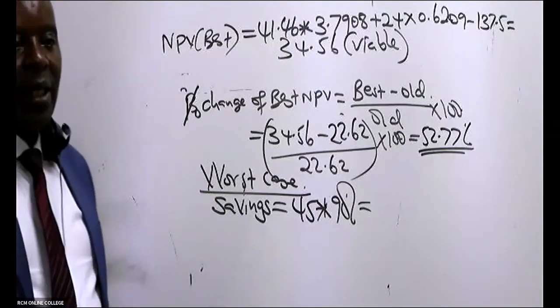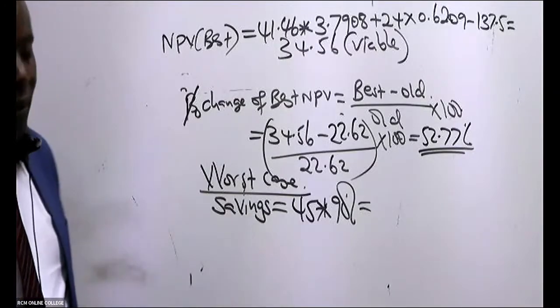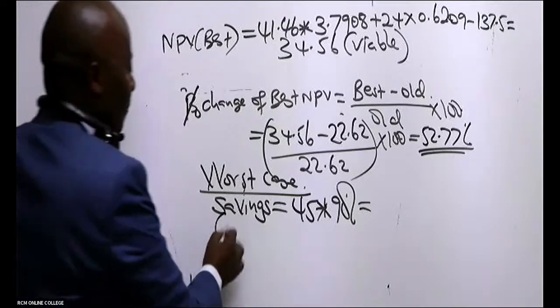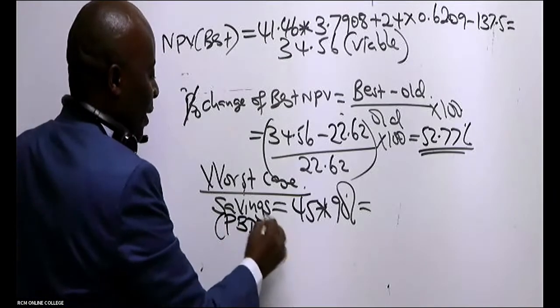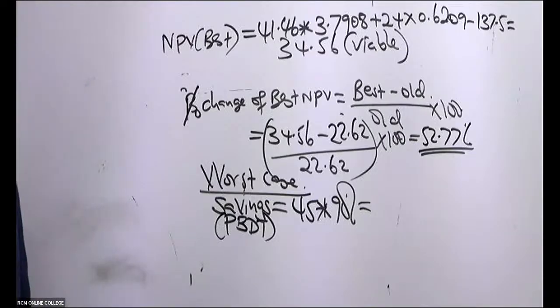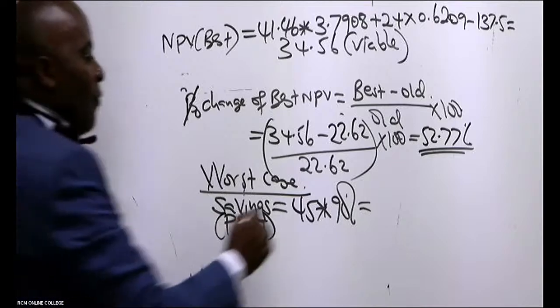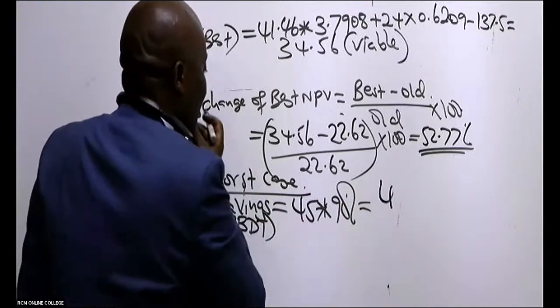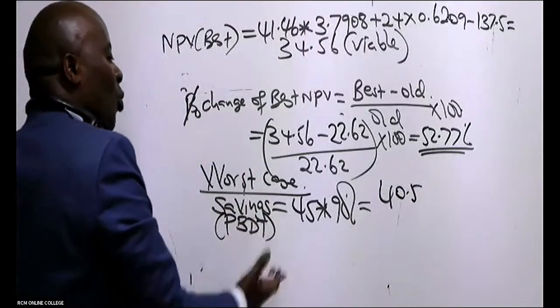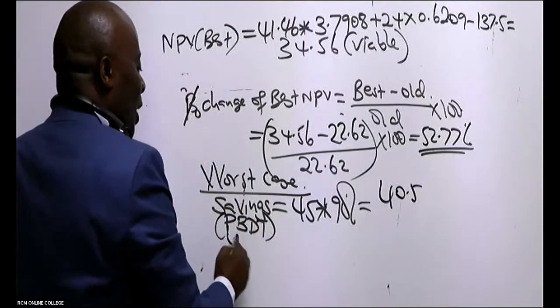Under the worst case, this will be our savings. And don't forget that this savings is PBDT, right? So 45 times 90%, the calculator is giving me a figure of 40.5. So we have 40.5 here. So once I get that, I know what I'm supposed to be looking for. I will come here very fast.